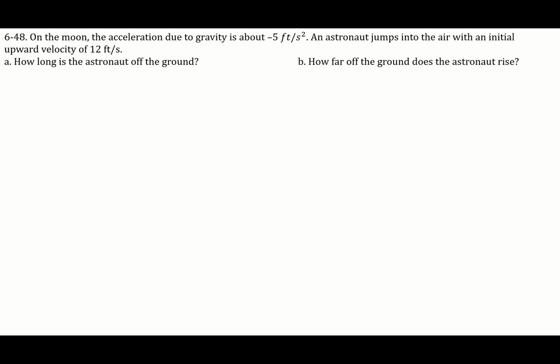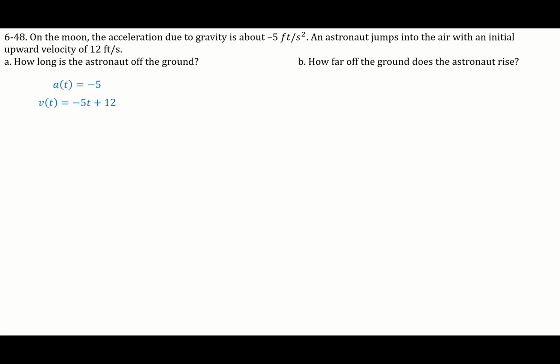So we're given acceleration. If we want to know how long the astronaut is off the ground, we're going to have to solve for the distance equation or the height equation. So from acceleration, I do the antiderivative to give me velocity. So the antiderivative of -5 is -5t plus the initial value.